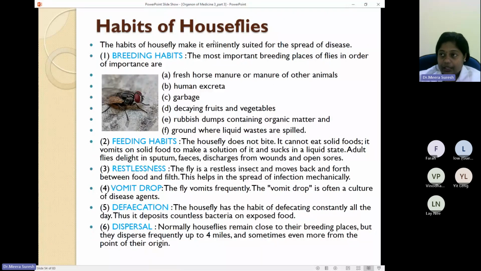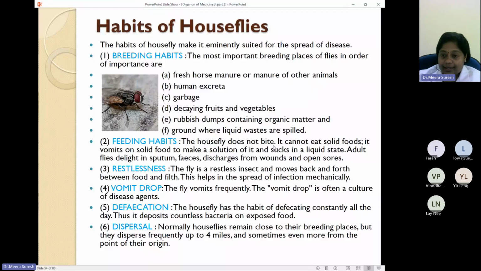In the case of houseflies, we saw their breeding habits. I already explained it will be mostly in the garbage, the refuse, the waste materials that they breed. In order of importance, the breeding areas are fresh horse manure or manure of other animals, human excreta, garbage, decaying fruits and vegetables, rubbish dumps containing organic matter, and ground where liquid waste is spilled.